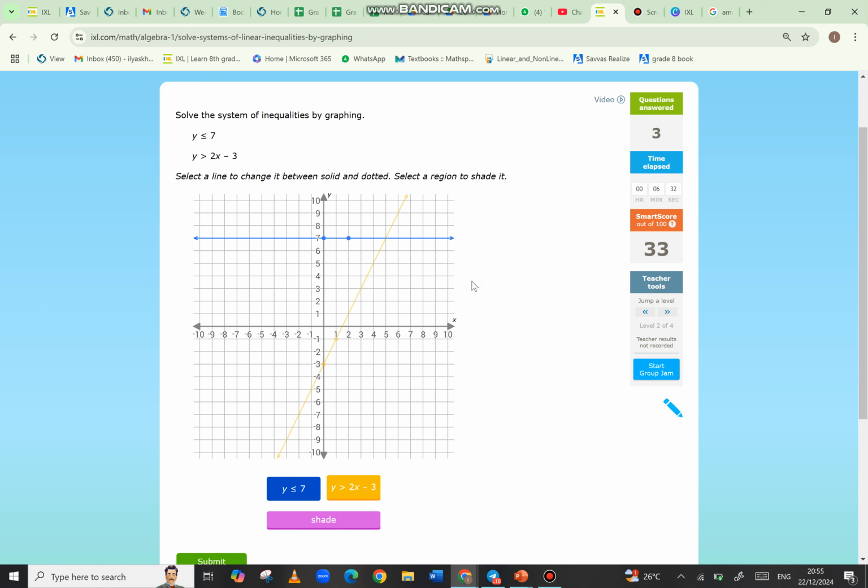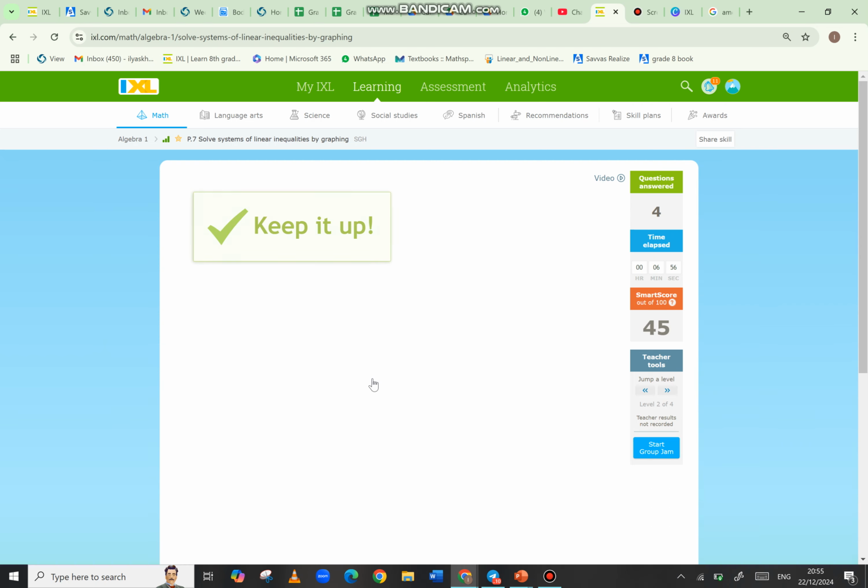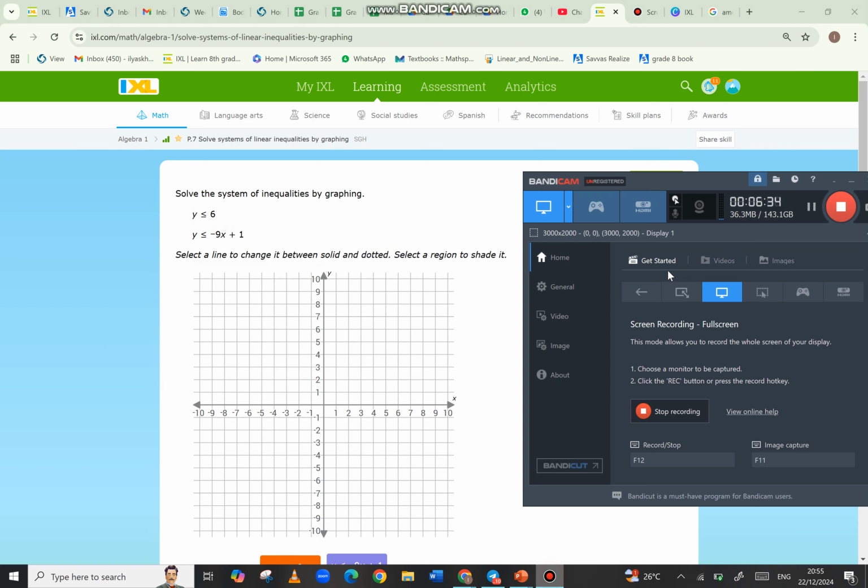There you go. So less than or equal to, so that would be a solid line. More than 2x minus 3, make it dotted. And because it's more than, we're shading above this dotted line, and less than or equal to is below this solid line. Let's hope this one is correct. There we go. Okay, that's enough.